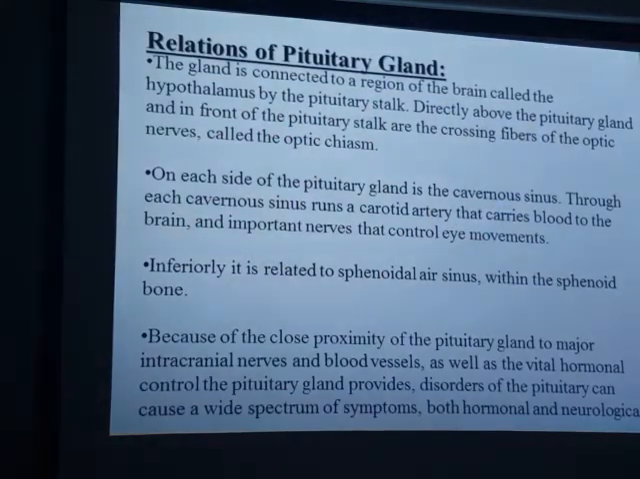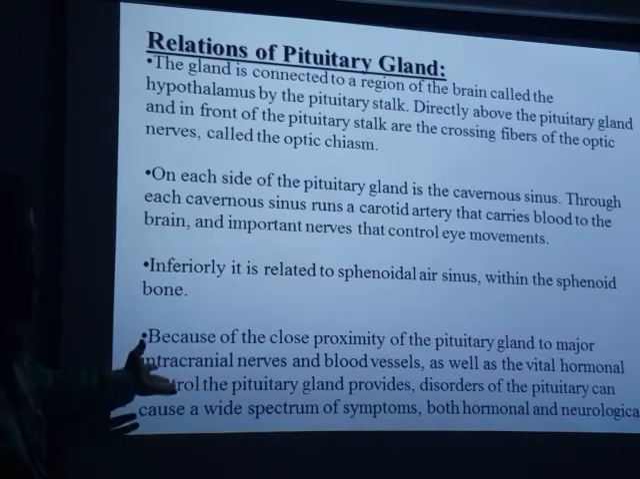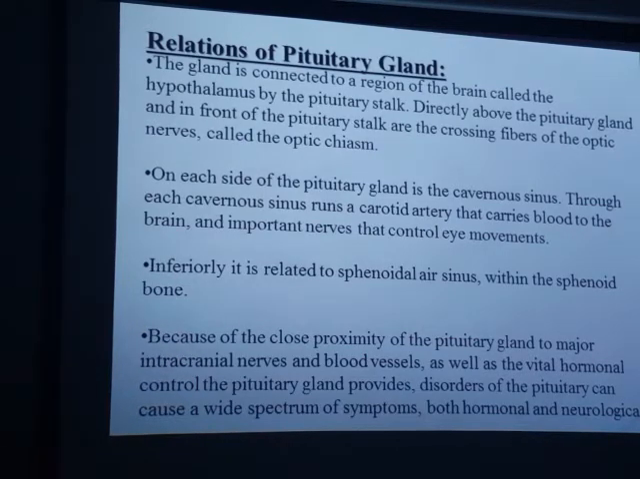Yeah? This is what? Okay? Relation. The same. It's now explained, no? You want me to explain again?